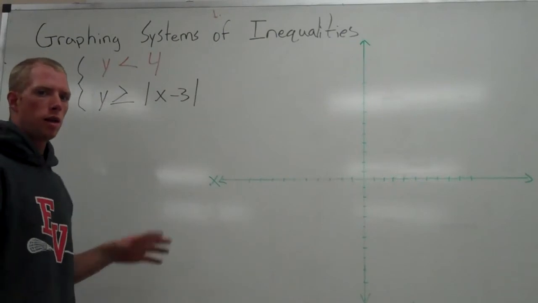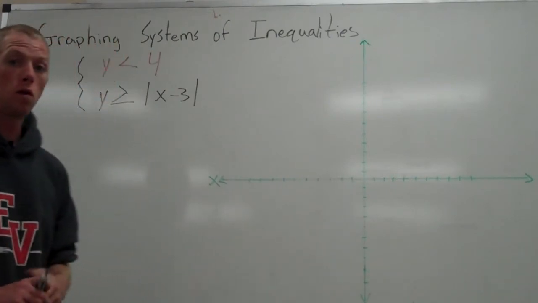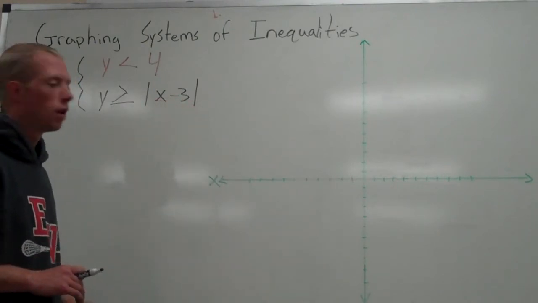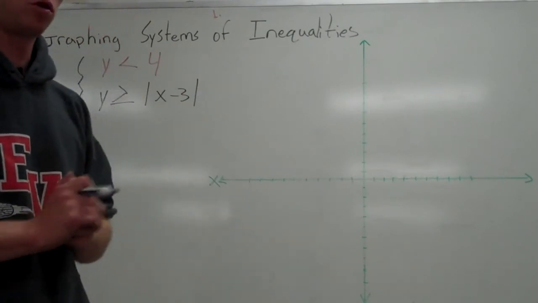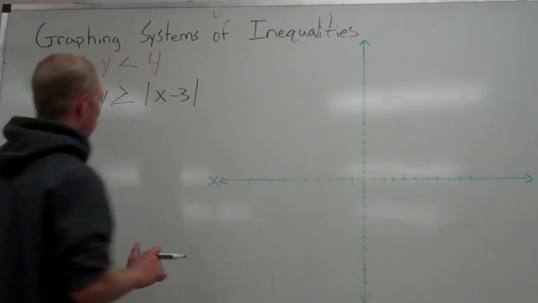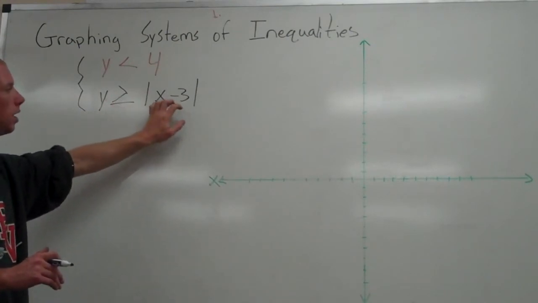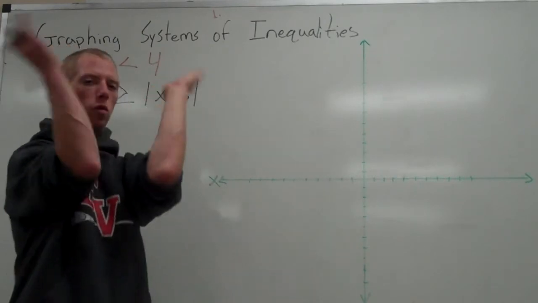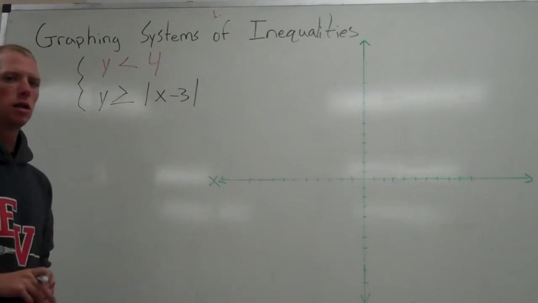Alright, looking at graphing systems of inequalities, we sometimes run into graphing linear absolute values. Now, this is really very similar to graphing a linear equation, except now we've got an inequality sign and we've got the absolute value, which just means instead of a line, we're going to have a V shape on our graph. We still graph them just the same.